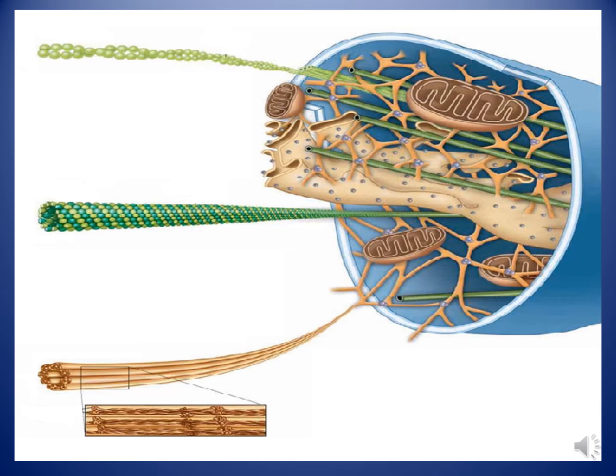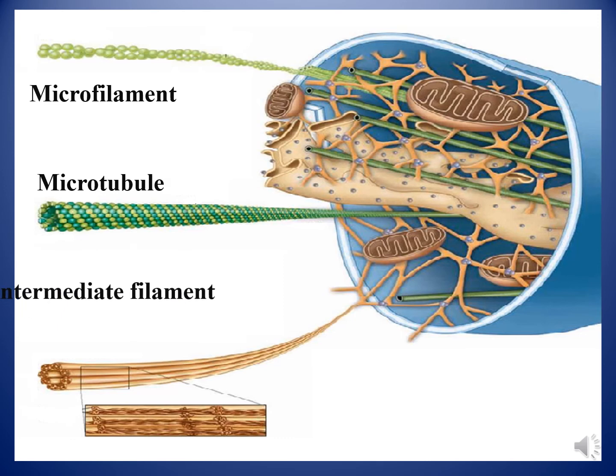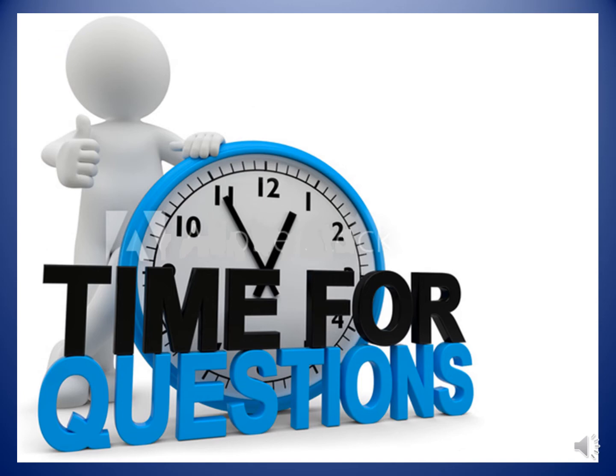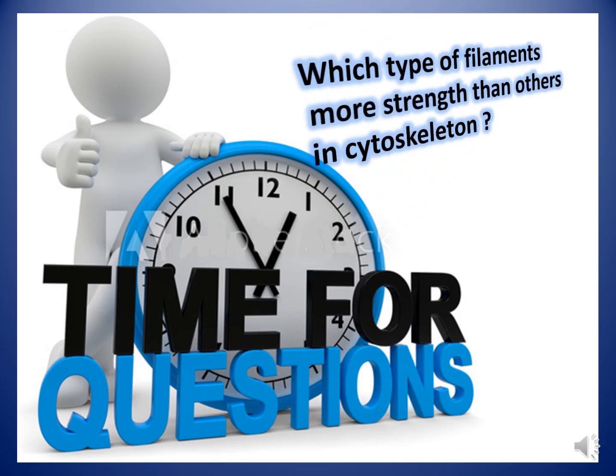These are different types of skeleton that are distributed through the cytoplasm. These are microfilaments, microtubules, and intermediate filaments. These are the shapes of the filaments. Which type of filaments has more strength than others in a skeleton?